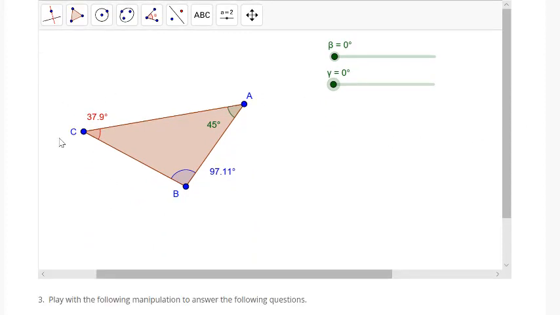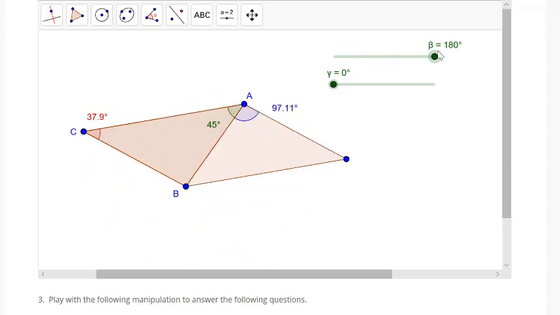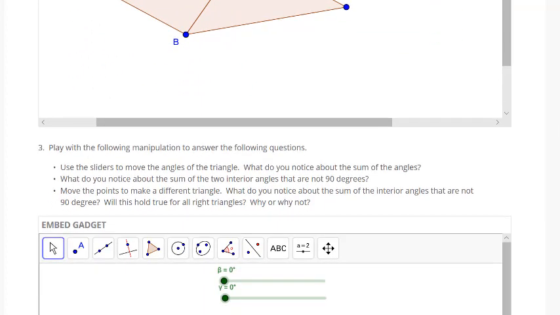So here I've got this triangle, and I'm going to look at angle B here. Angle B is 97.11 degrees. If I move angle B up to angle A, now I've got 97.1 and 45 next to each other, and then I move angle C over, I can see that a straight line is formed. So all I was doing is playing around to see that the angle sum of a triangle is 180 degrees. We did an activity like that in class, so we're not going to spend a lot of time with that.